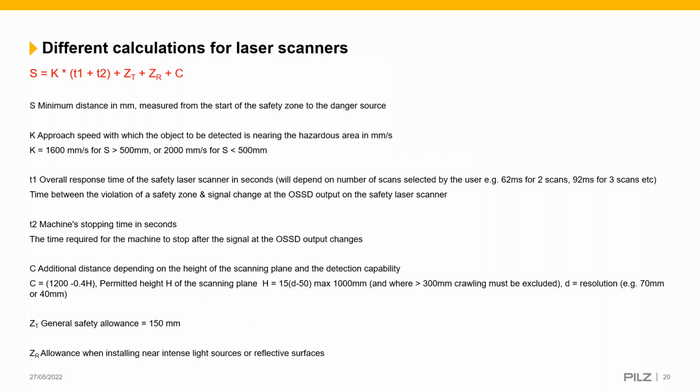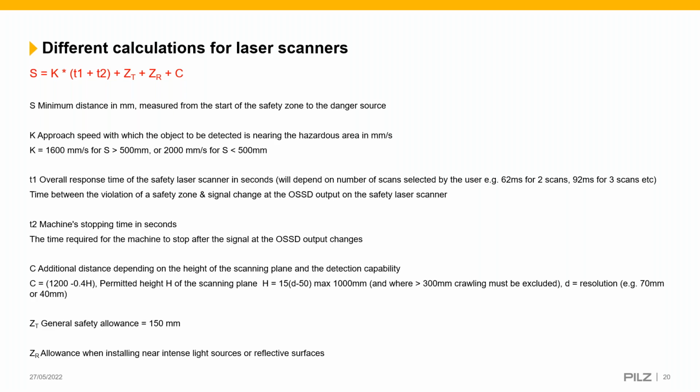Here's the calculation for laser scanners. Very similar, a variation of a theme, but we have a couple of other values that we're looking at here, which is ZT and ZR. So your S, K, T, all that sort of thing is the same. T1, as I briefly mentioned earlier, the number of scans in which you're going to do depends on the stopping time or the reaction time, so it's going to increase that stopping time.